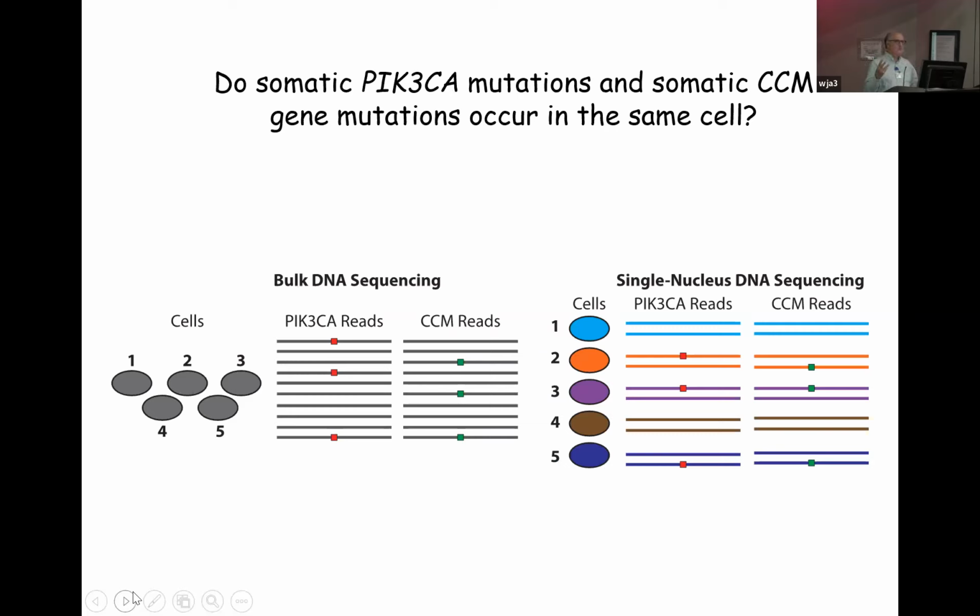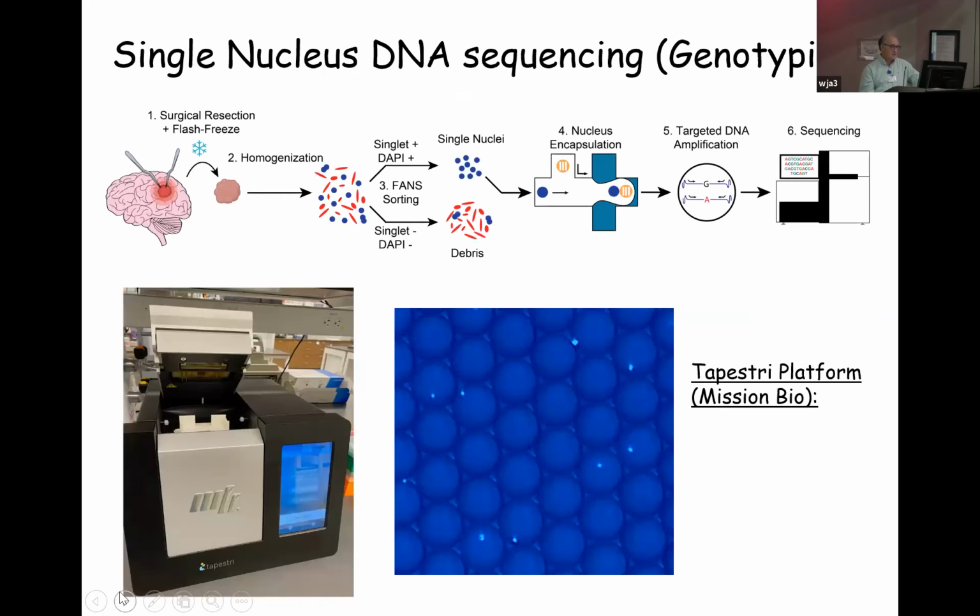Could three somatic mutations happen in the same cell? When you look at bulk sequencing, you can say, well, what's the allele frequency of the mutant allele? And it varies a little bit and you can't really tell. You really have to look at single individual cells. And what you're looking for is cells that have all the mutations in the same cell. And so that's kind of what we did.